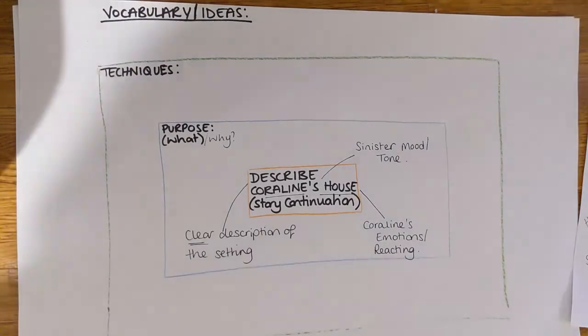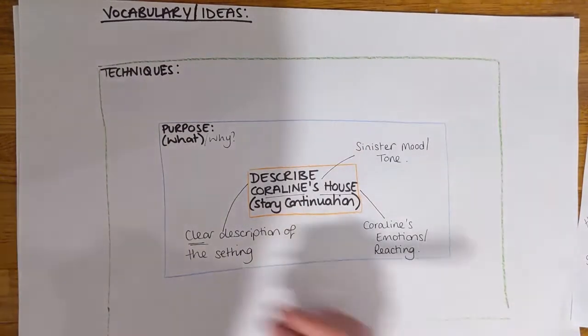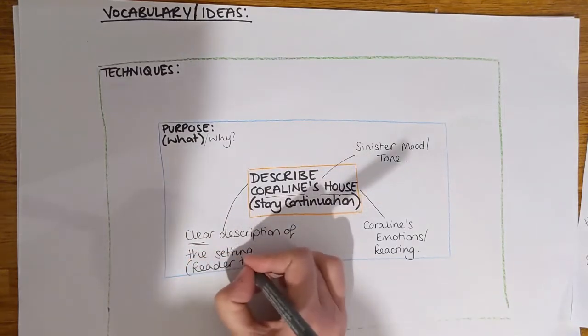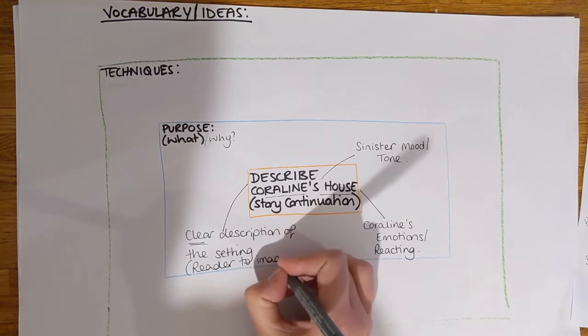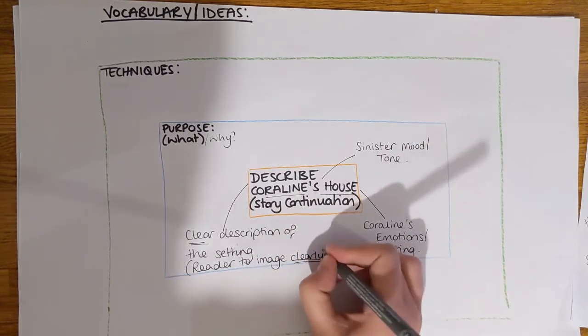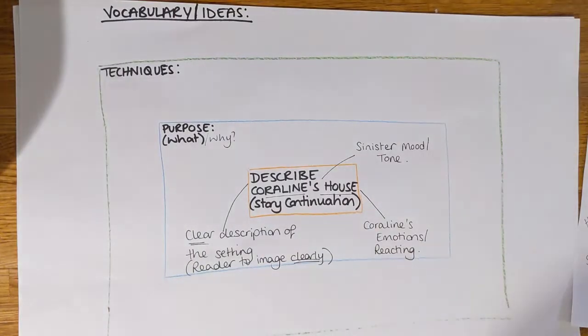Just going to move back so you can see. Clear description of the setting, and help the reader to imagine clearly. I'm repeating clearly because that's really important. The description. Okay, so that's why we're doing this, or what we're going to be doing.